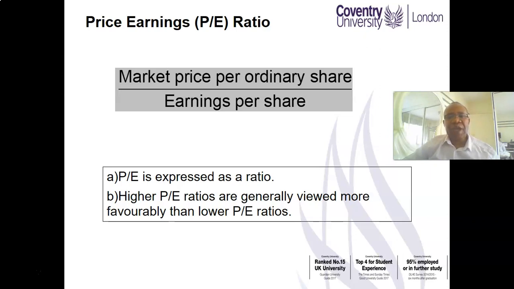Now, of course, we are able to price a company by simply reversing the calculation of this ratio. To get the market price of a share, you take the P/E ratio and multiply that by the earnings per share, or EPS. And this is normally used for company valuation. The P/E is expressed as a ratio, so it's not a percentage.